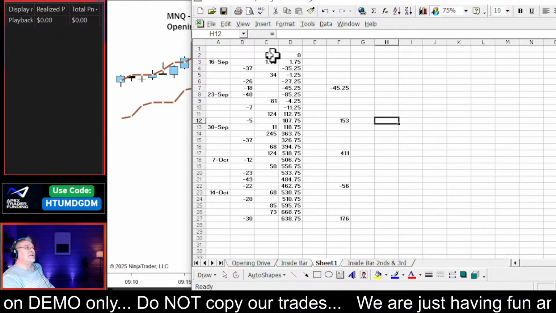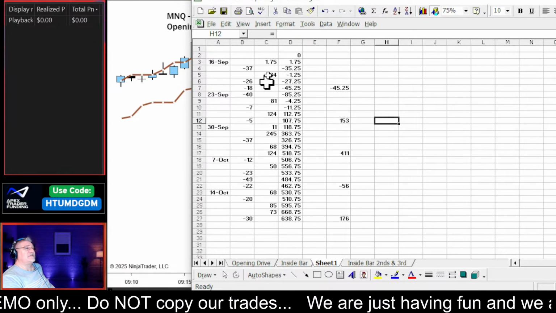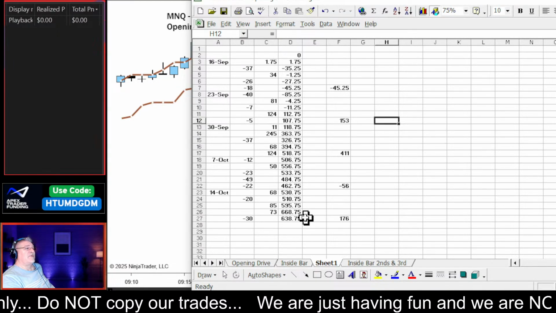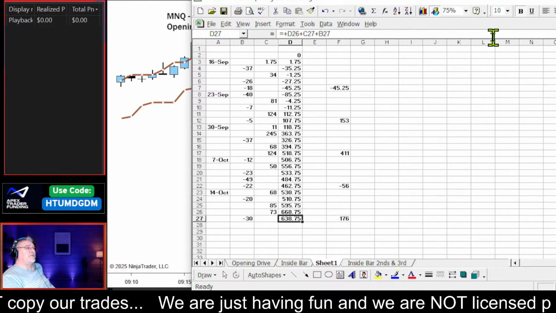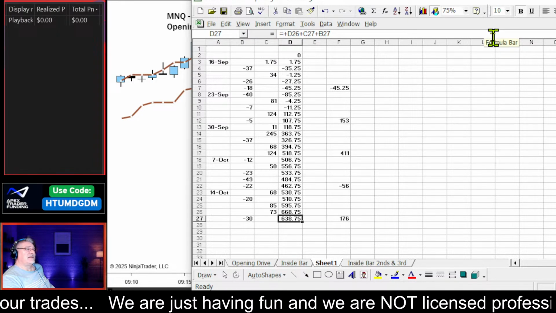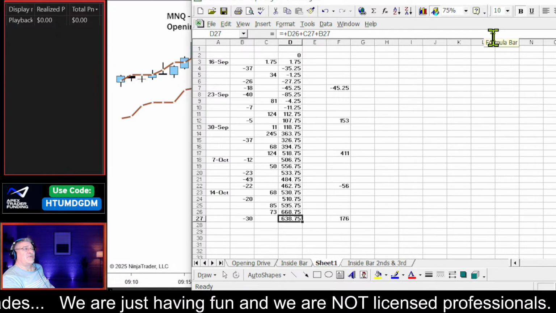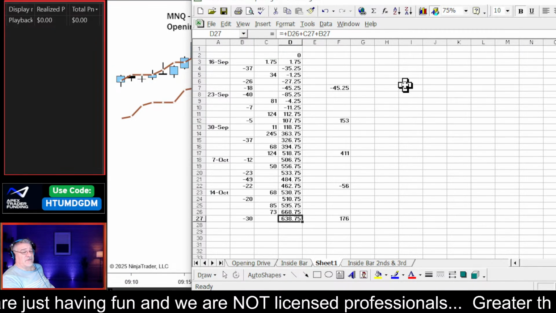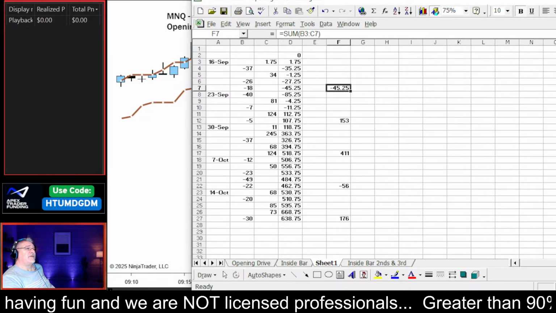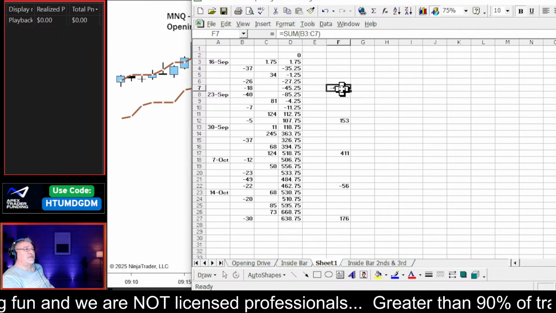So these are all the losers. These are all the winners. We're up 638 points in 1, 2, 3, 4, 5. Remember, these are points in the NAS. That's on the micros, that's $2 a point. On the minis, it's $20 a point per contract.